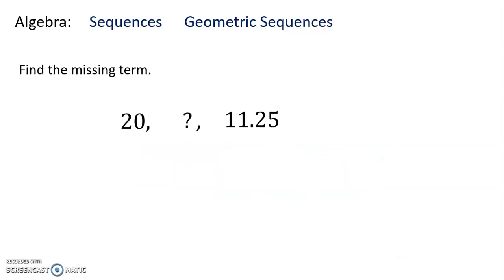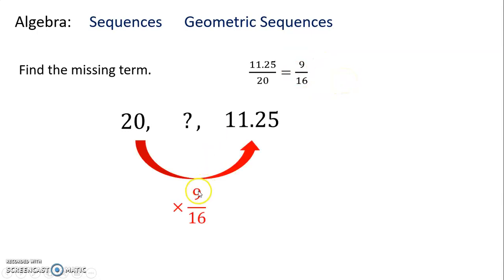Okay, slightly different question here. We aren't being asked for the term-to-term rule or for the next term. We're being asked to find the missing term. So in this case, what I'm going to do is work out what I've got to multiply 20 by to get 11.25 by dividing 11.25 by 20. And I did this on my calculator and it gave it back to me as a fraction, which is actually perfect. You'll see why in a minute. So I'm multiplying by 9/16.